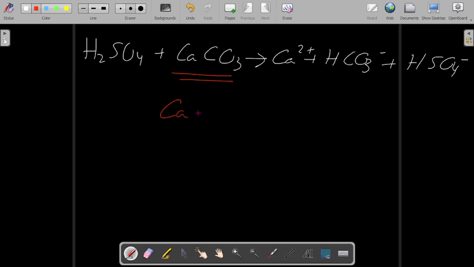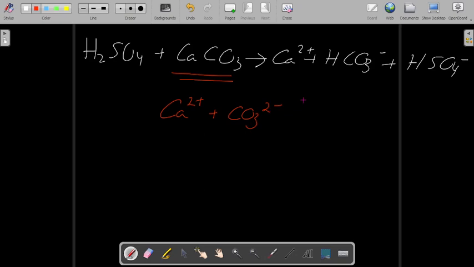Calcium. And calcium, if you go to your periodic table, if you don't remember that, is in column 2A. That means that when it gives electrons away, it will develop a positive charge of 2. So what is left here? The polyatomic ion, carbonate. Okay, there you go. So you have split it now into 2.